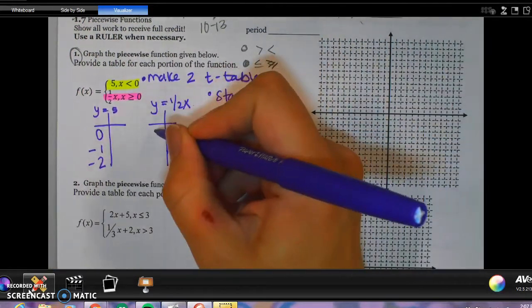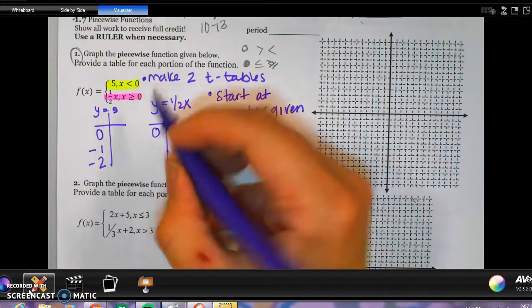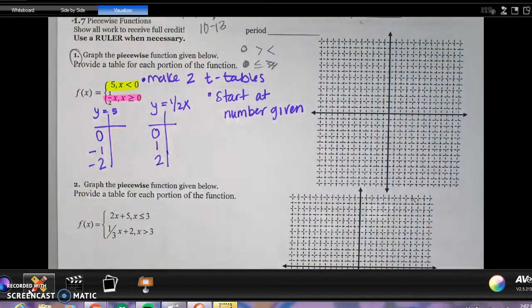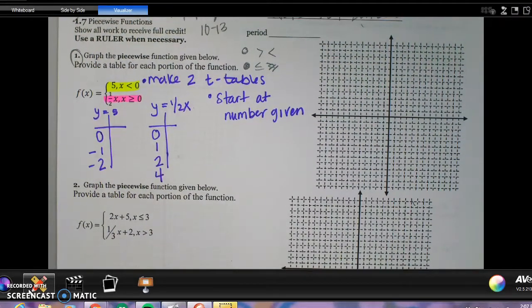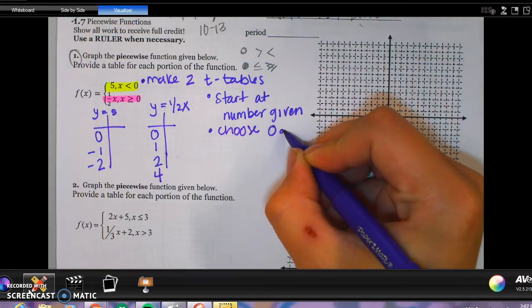Over here, I'm going to start at 0. Again, whatever number's here is the one you start at. And I'm going to pick numbers bigger than. Okay, so pick some numbers. Yours could be different than mine, although you're probably copying me this time. That's okay.